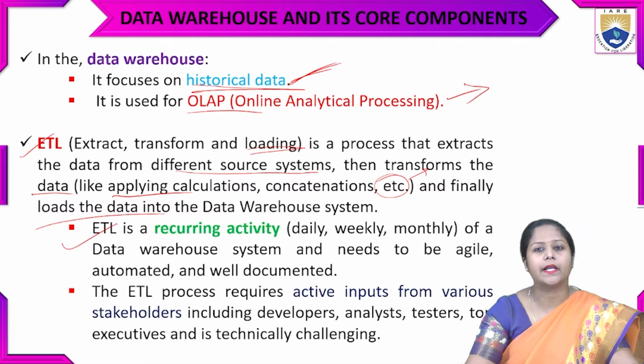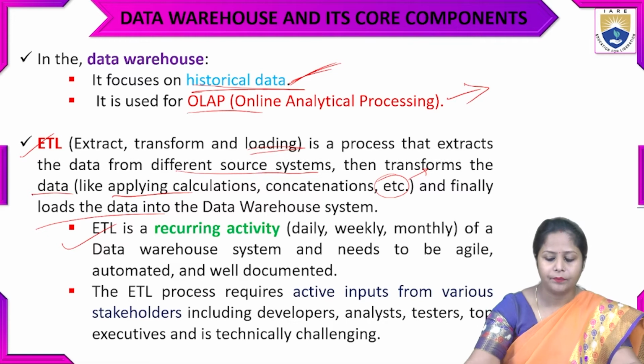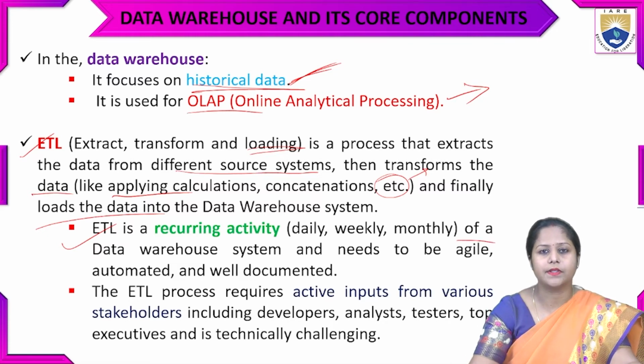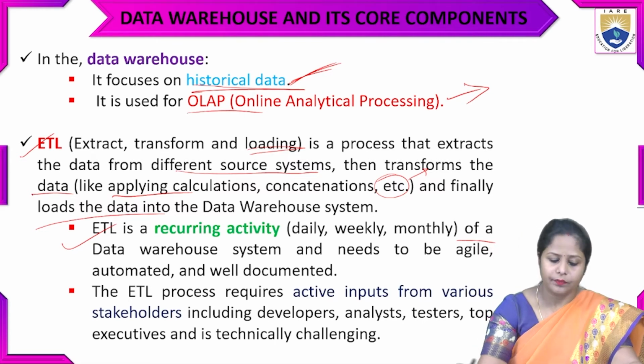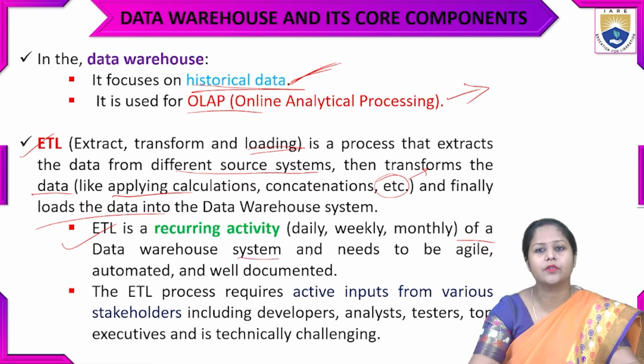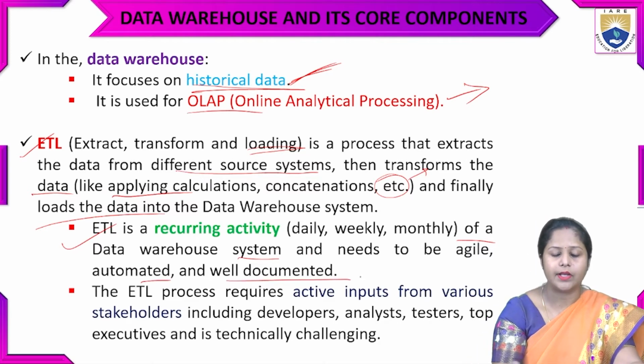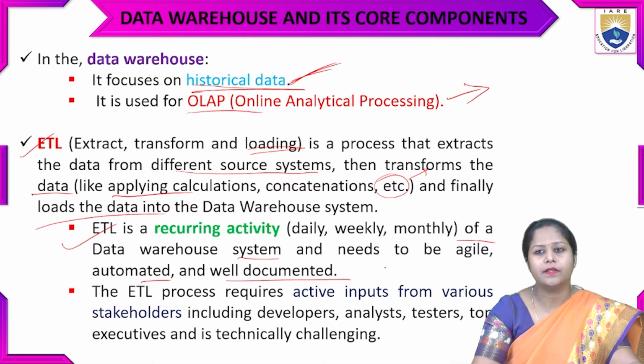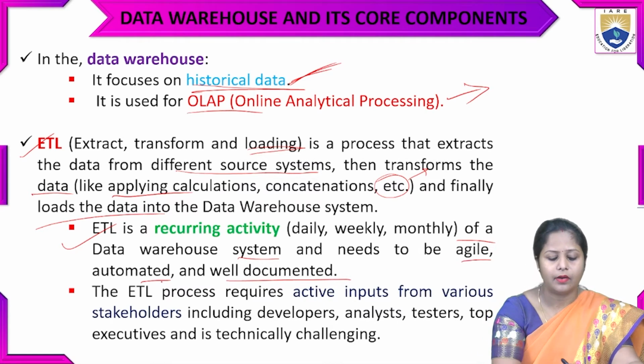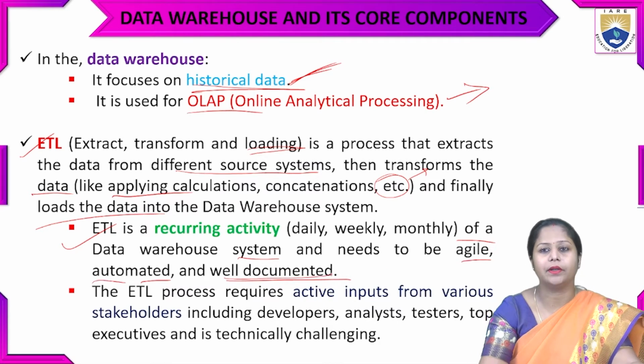ETL is a recurring activity. Recurring means daily, weekly and monthly for a data warehouse system. So that is an activity of a data warehouse system and needs to be very agile, automated and well documented. So what is meant by agile, automated and well documented?